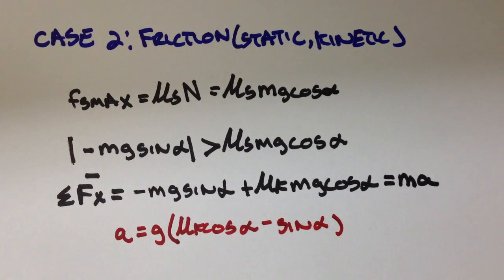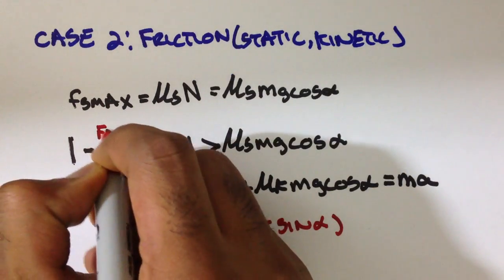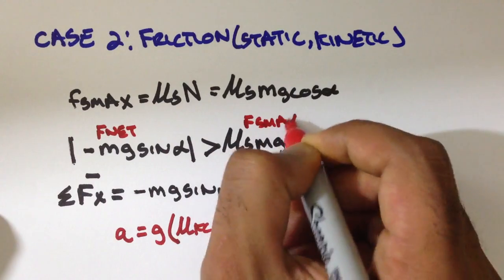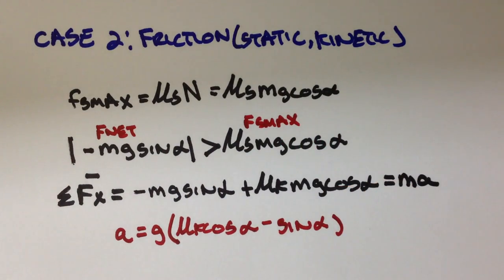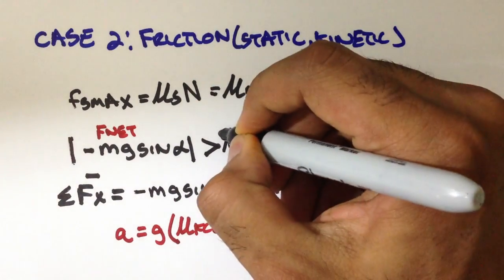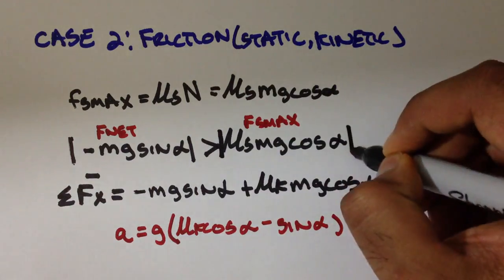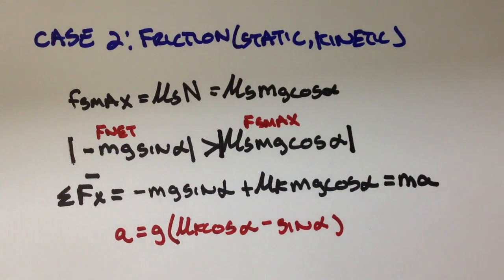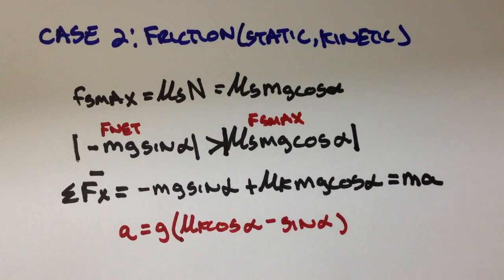Okay? I'm going to write for you right here. This is the net force. And this is Fs max. The magnitude of this force, F net, must be greater than Fs max. If this is true, kinetic friction will appear opposing the net force, and the acceleration will now be g times mu sub k cosine alpha minus sine alpha.